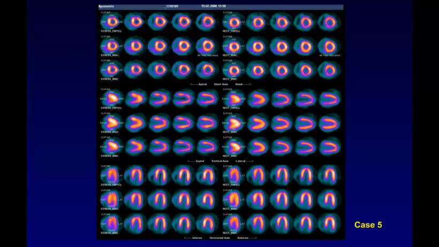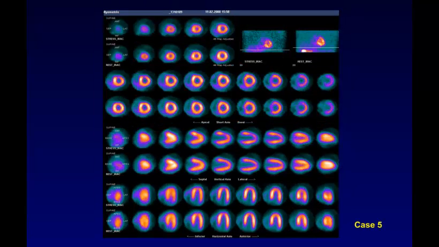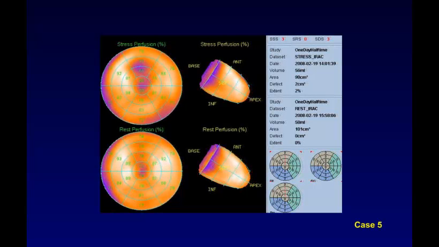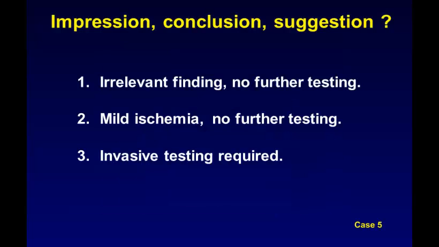I show you the pictures here, and you will tell me, as nuclear experts, whether you see a perfusion abnormality in this patient, which is reversible, which is true. Have a great look at it. This is now the attenuation corrected pictures. No big difference really. So what is your impression? Please let me know whether you think this is an irrelevant finding, no further testing needed, or mild ischemia and no further testing needed, or invasive testing required. Let's quickly vote on this.